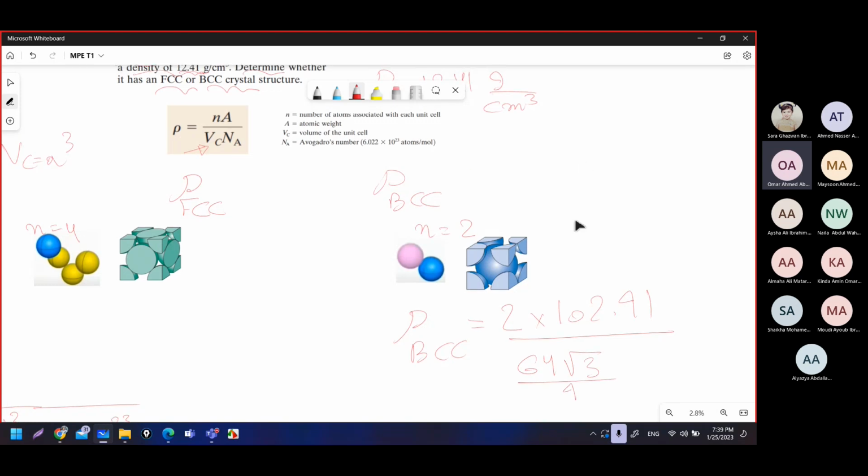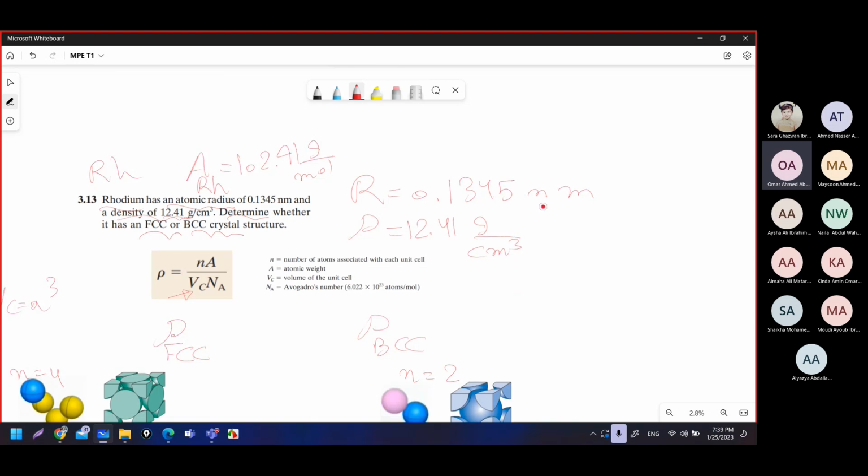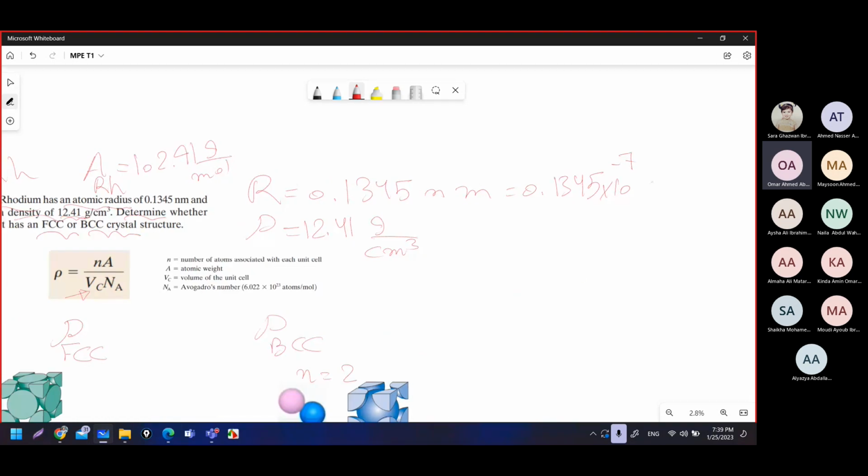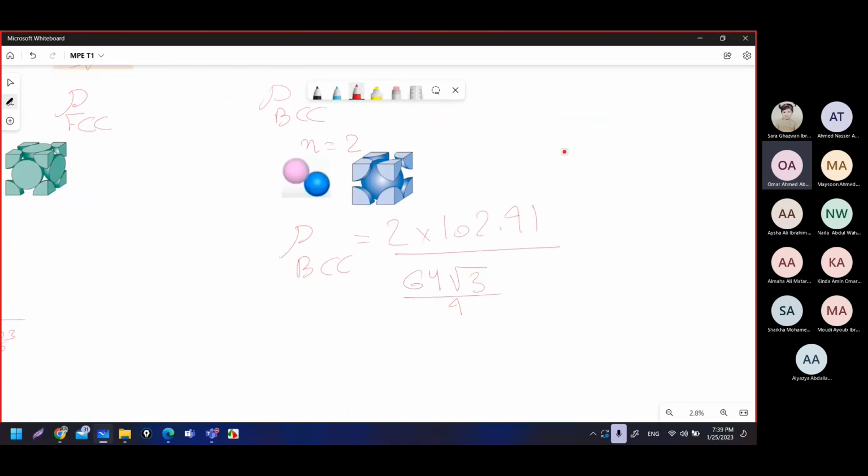And now we said that R must be in centimeters, so I will multiply by 10 to the power negative 7. Okay, so it will be 0.1345 times 10 to the power negative 7 centimeter. I need it to be in centimeter because the given value here is in gram per centimeter cubed. So I multiply by R cubed.